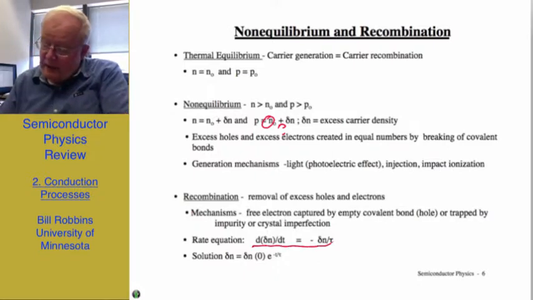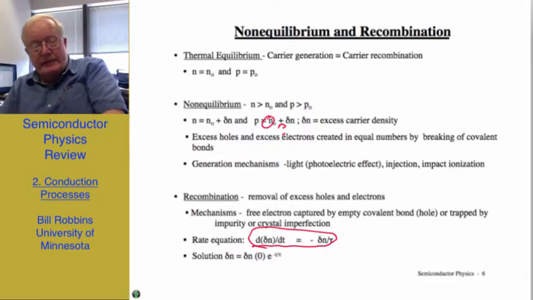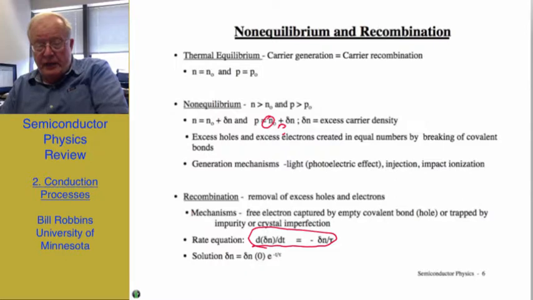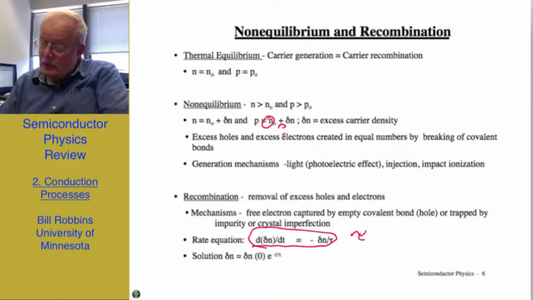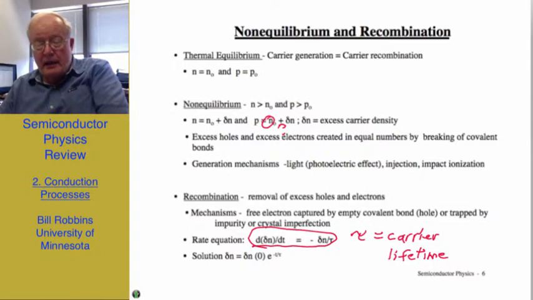We describe that by a very simple rate equation which says d delta n by dt is equal to the negative of the excess carrier density divided by a constant tau. And the solution to that is an exponential decay. And tau is the so-called excess carrier lifetime, or shortened for carrier lifetime. This is a very important quantity in some of our semiconductor devices that we use in power electronics, and we'll have to consider the carrier lifetime in a little bit more detail in the next slide.